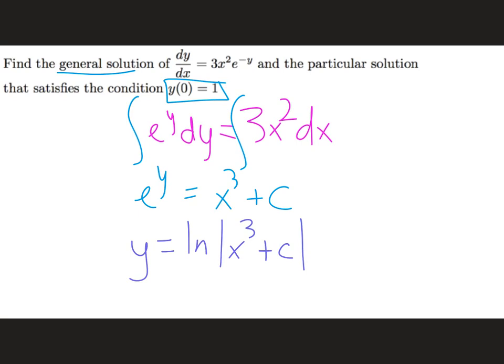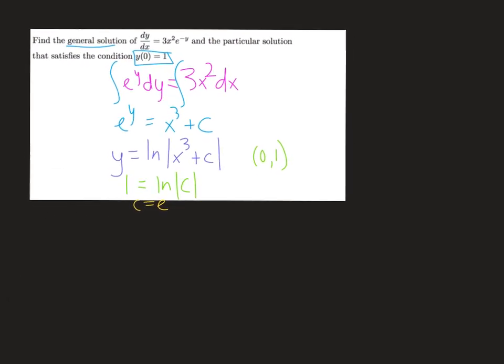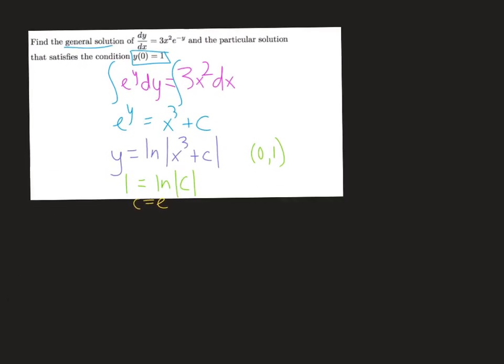So we're going to plug in the point 0, 1. So 0 is the x value, and 1 is the y value. Well, the natural log of c is 1. That means c must be... I was pausing for dramatic effect. c must be e. So what that means is that for this specific case, y equals the natural log of x cubed plus e.